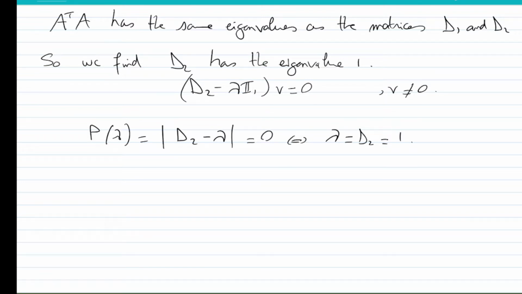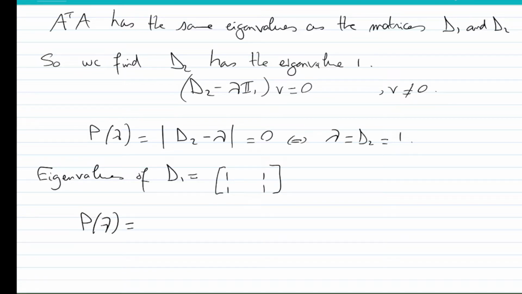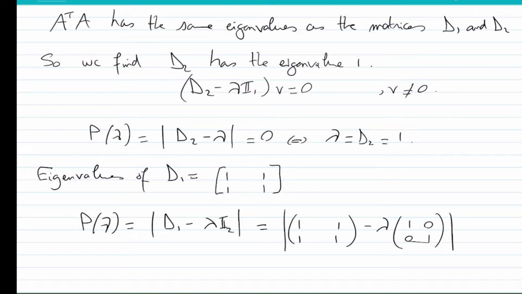Now for the eigenvalues of the first block in the matrix, D1, remember, is just the matrix with ones everywhere. So here the same. I want to solve a polynomial P of lambda given by the determinant of D1 minus lambda times identity, the identity of size 2, of course. So this is 1, 1, 1, 1, minus lambda times 1, 0, 0, 1. And that is the determinant of 1 minus lambda, 1, 1, 1 minus lambda.